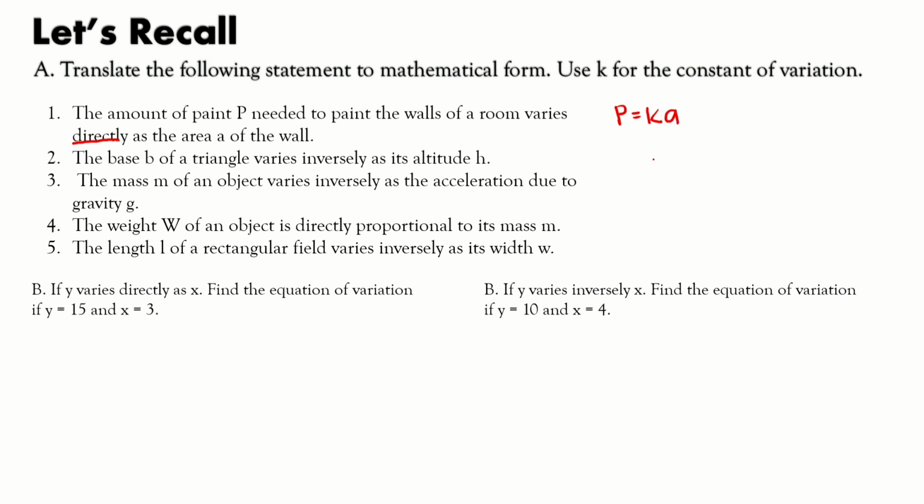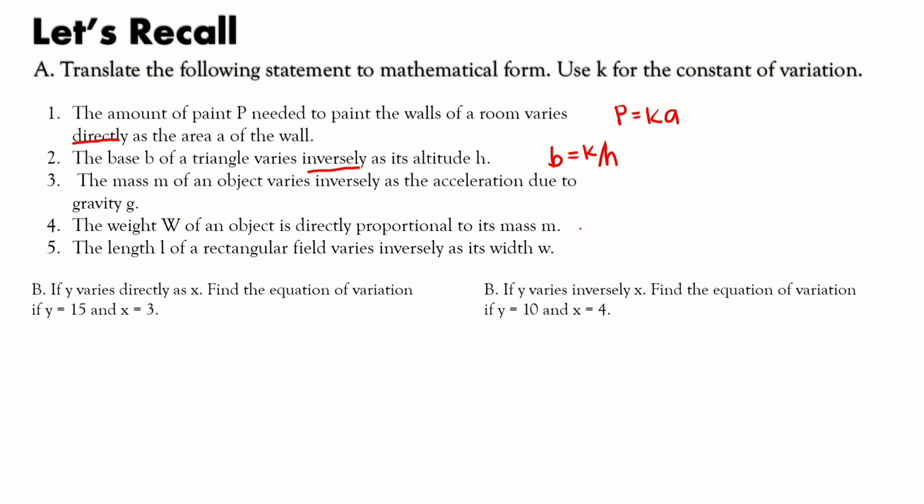Next, let's try to answer number 2. The base B of a triangle varies inversely as its altitude h. Since this is inversely, meaning to say that example number 2 is inverse variation. If we transform this to mathematical equation, that's B is equal to K all over h.